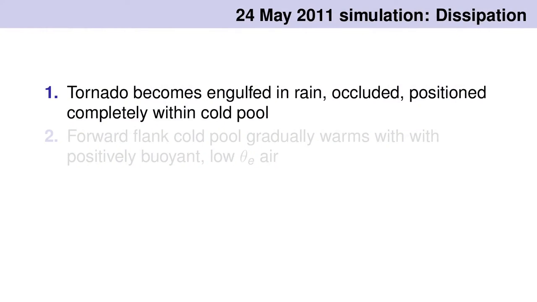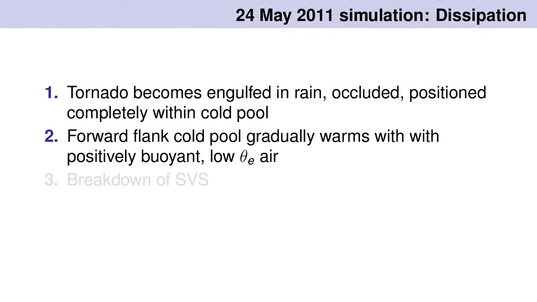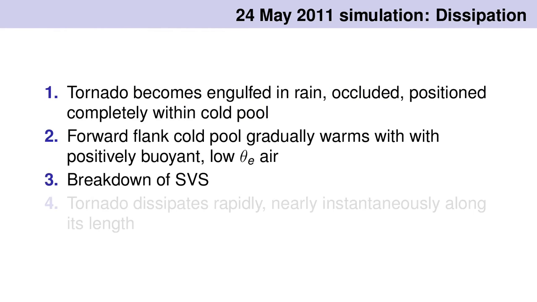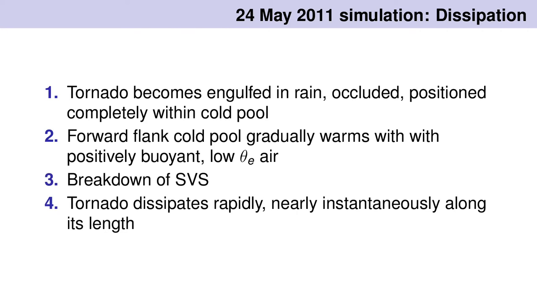We've known that for a while, but it's never been seen this clearly before. So, all good things come to a close at some point. The tornado becomes engulfed in rain. It becomes occluded, as we say. It gets positioned well within the cold pool. The cold pool starts to get warmer, actually. The streamwise vorticity sheet breaks down, and the tornado actually dissipates very rapidly, almost instantaneously along its length.